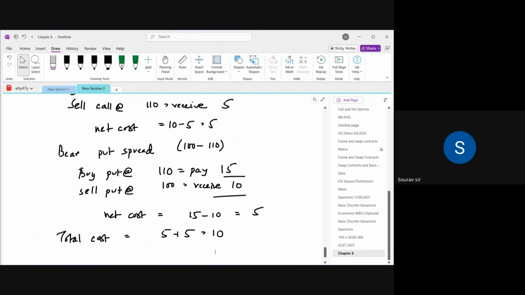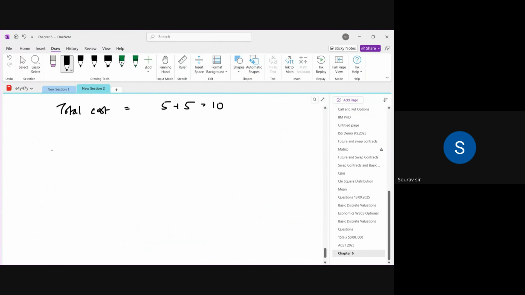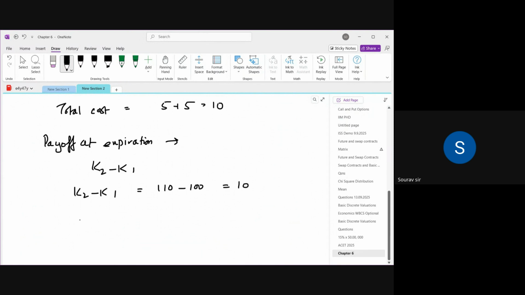What is the payoff at expiration? A box spread always pays K2 minus K1 at expiry. So here K2 minus K1 is 110 minus 100, so that is 10. That is the guaranteed payoff. So what is the profit then finally? Payoff minus cost. So that is 10 minus 10, 0. Good.